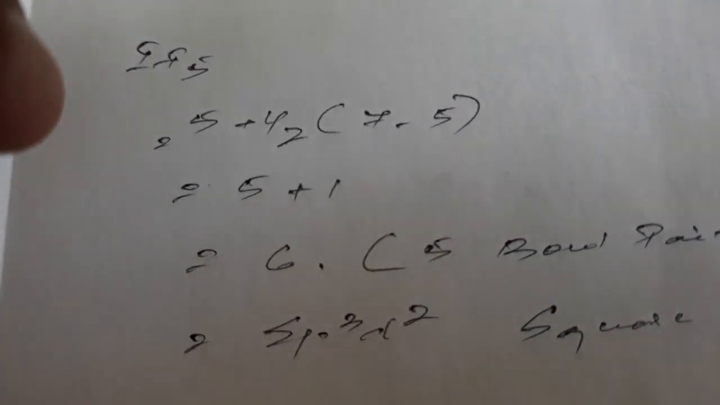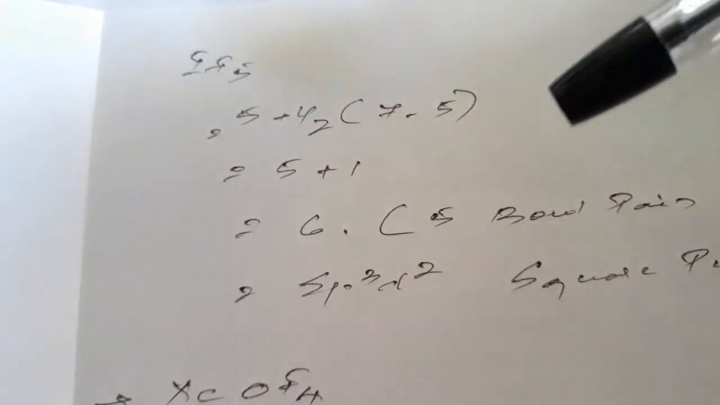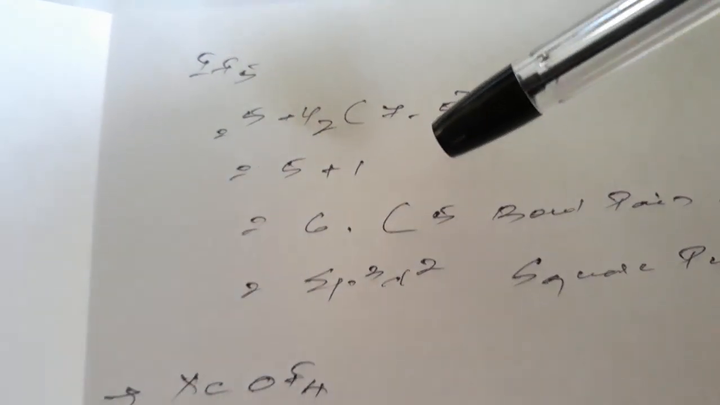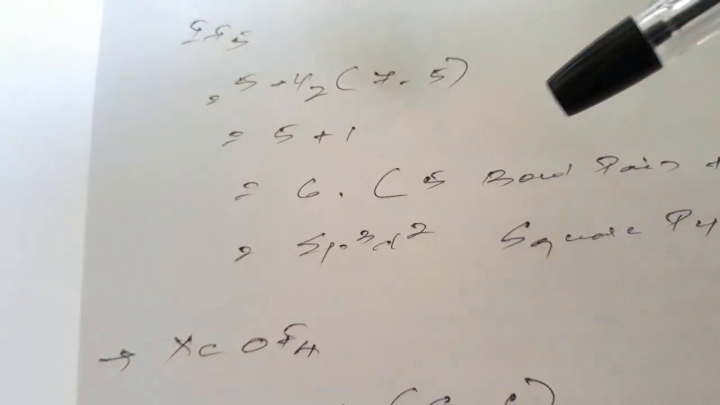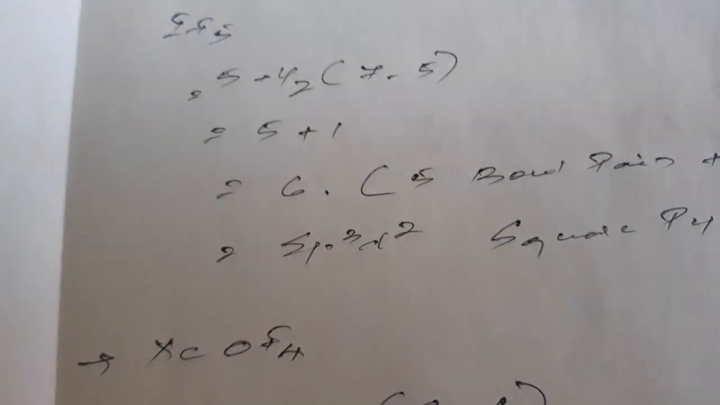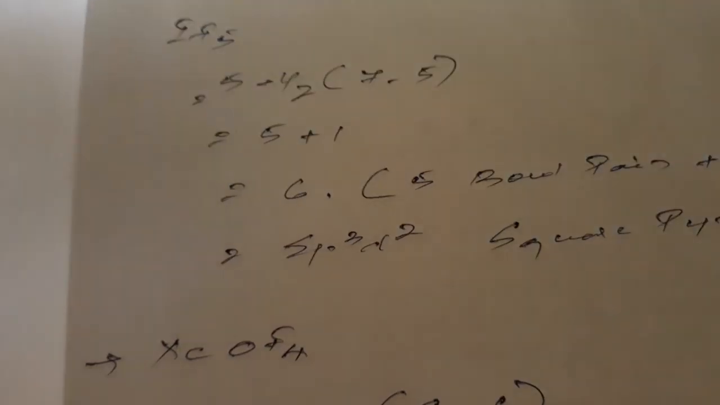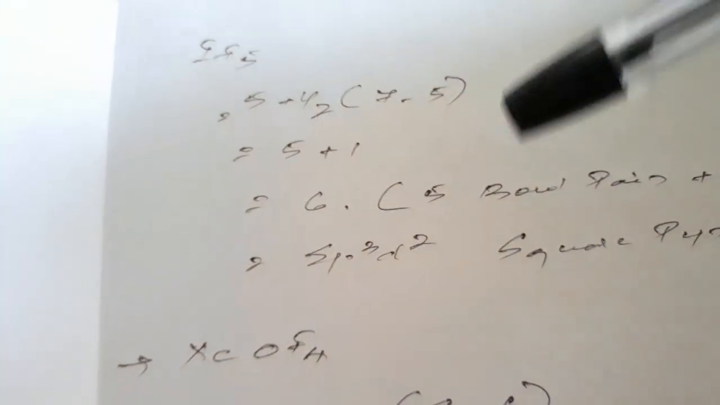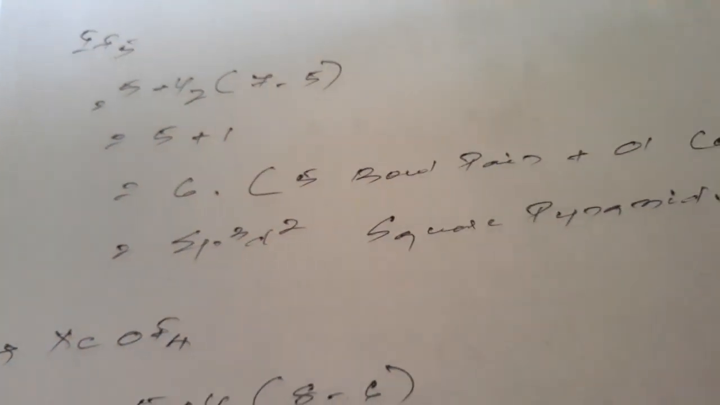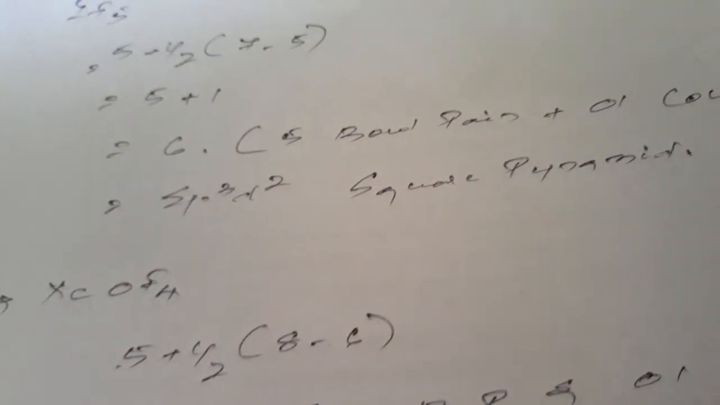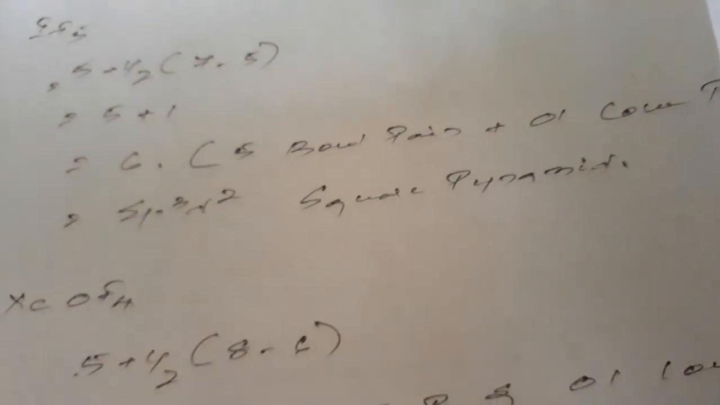And another example in this category is IF5, iodine pentafluoride. The same equation we are following here: 5 plus half of the valence electrons in iodine, which is 7, minus the 5 surrounding monovalent fluorine atoms, which gives 5 plus 1, 6, with 5 bond pairs and 1 lone pair. Hybridization is sp3d2, and the shape of this molecule will be square pyramid.